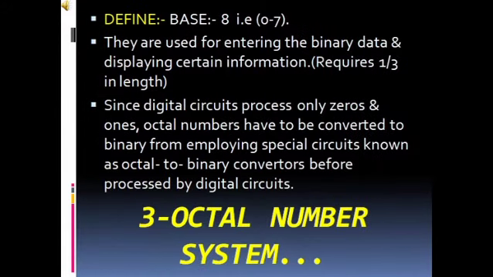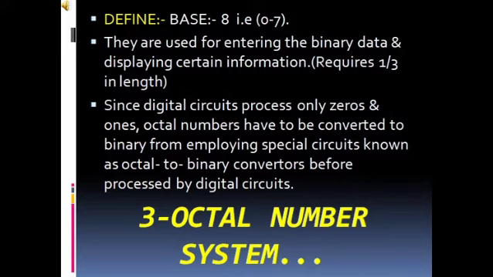Next we have the octal number system. Its base is 8. That means we'll be including the values from 0 to 7. As we know, digital circuits process only 2 values, zeros and ones. So octal numbers have to be converted to binary by employing a special circuit known as an octal to binary converter before being processed by the digital circuits.